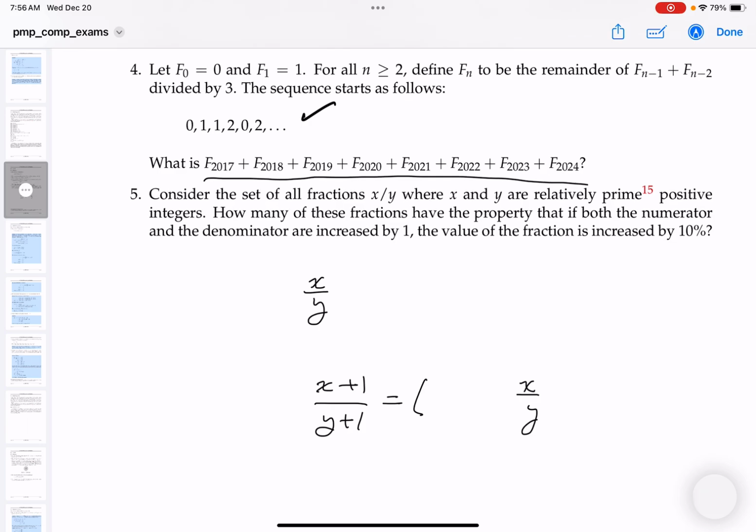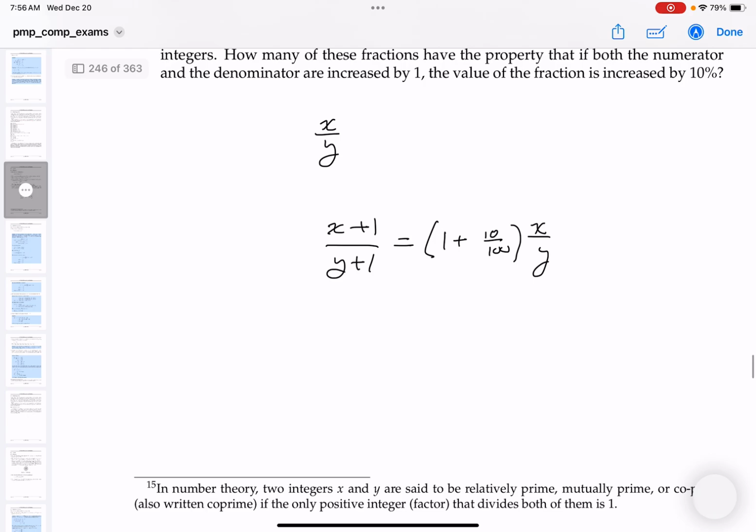To be increased by 10% means 1 plus 10 over 100. All right, I have to figure this out now. And this is going to be x plus 1 over y plus 1. I'm going to have to go to the whiteboard to do it. That's really 1 plus 1/10, and that's going to be a common denominator of 10. That's going to be 11/10 times x over y.